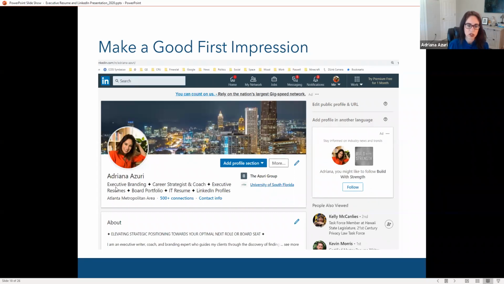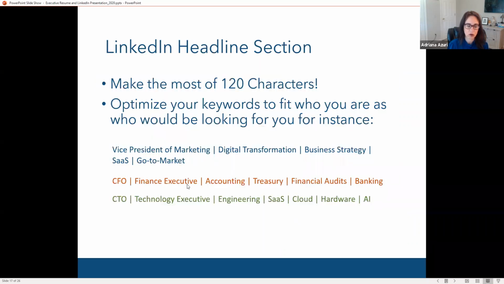What you really want to do is this: this is where the algorithms really come in. You want to make sure those are the keywords you would be found for. If somebody is looking for someone with digital transformation, you want to have digital transformation in there. If you are a CFO, you need to say that you're a CFO. If you're a finance executive, a technology executive, or in engineering, what are your key skills and things that you do? Those need to be in there in 120 characters or less. So that's very strategic.